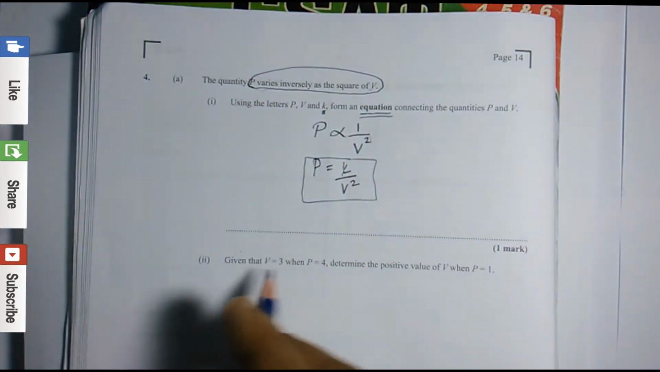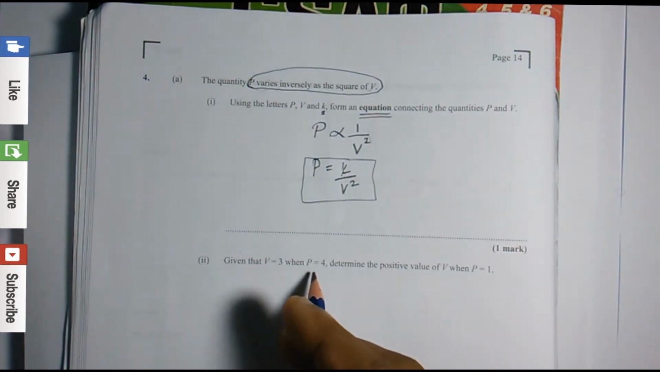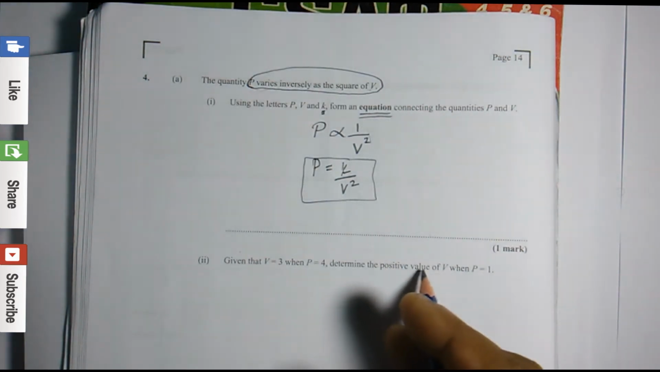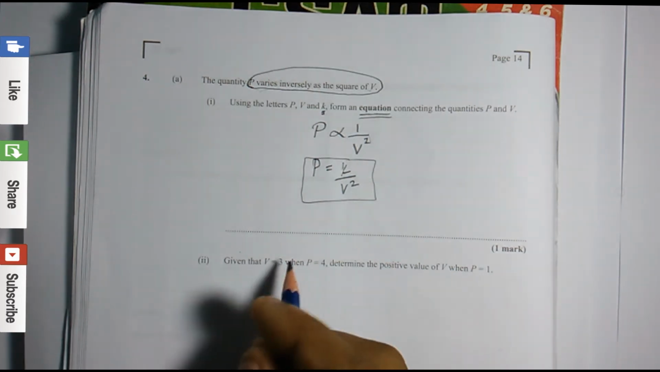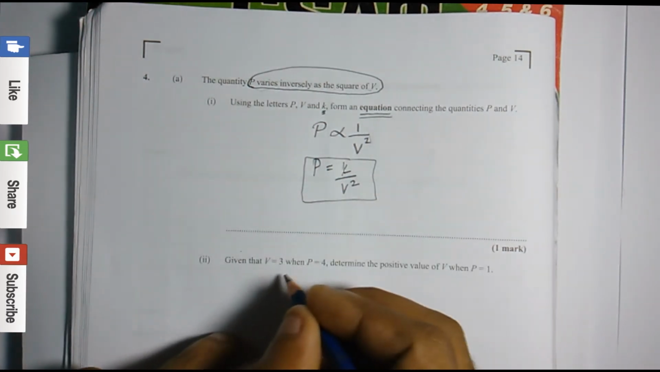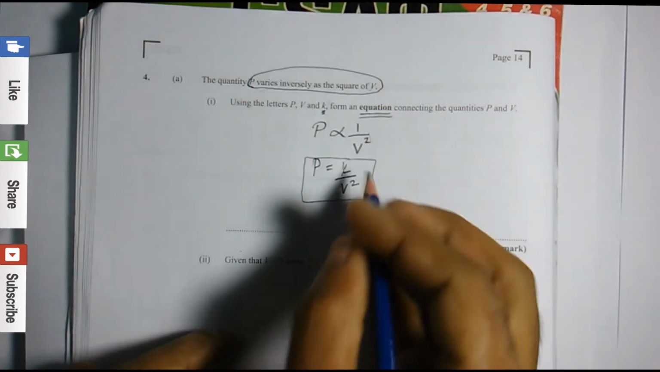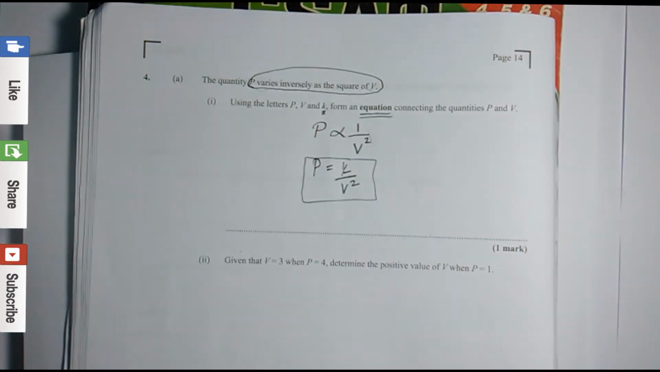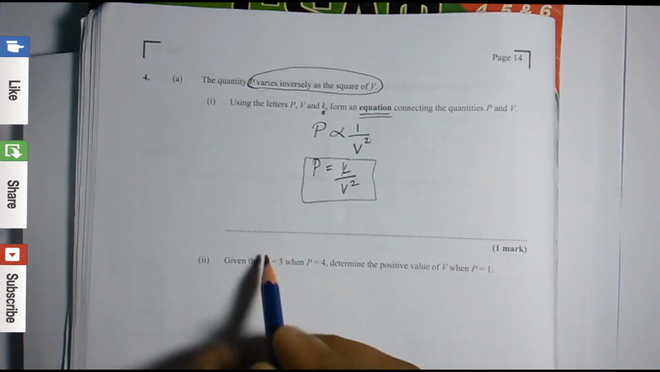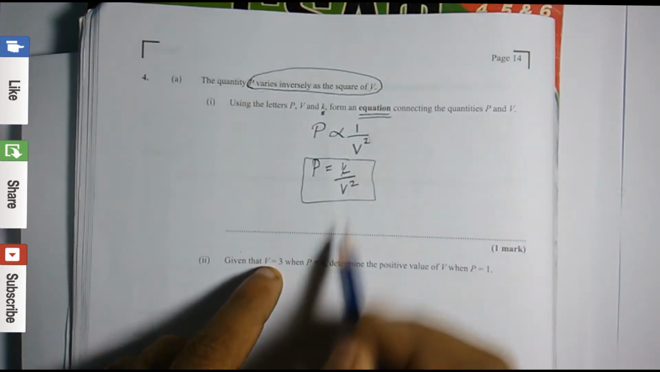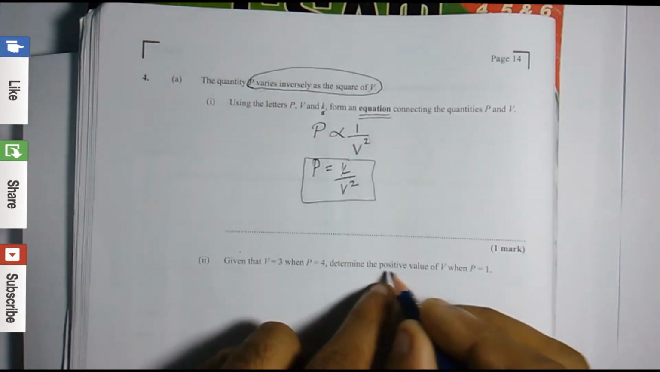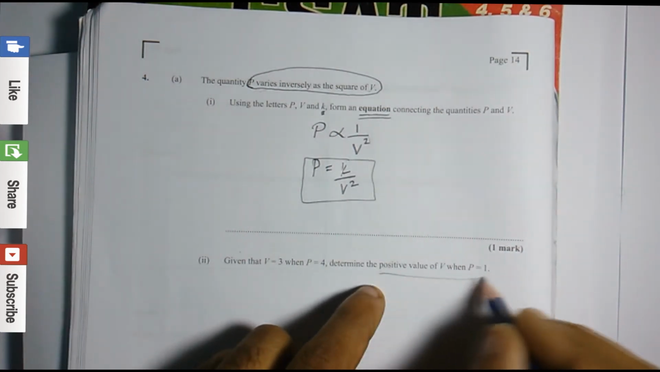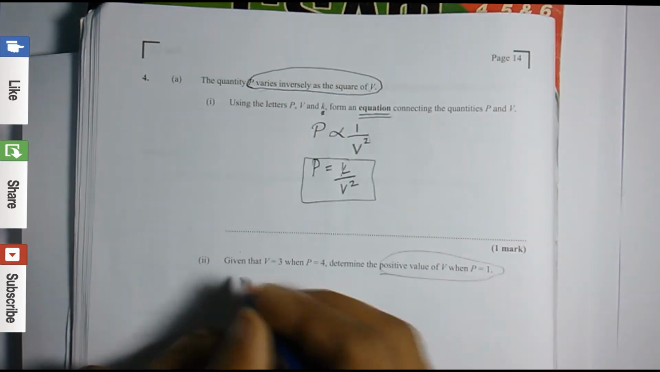Now, they say given that V equals 3 when P equals 4, determine the positive value of V when P equals 1. Now, we're going to use the equation with this pair of values to determine the constant. We always use the pair of values that they gave us to determine the constant. So first, let's determine the constant. Then we're going to determine the positive value of V when P equals 1.